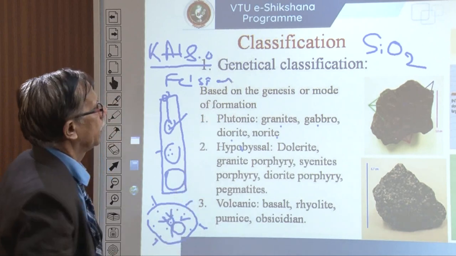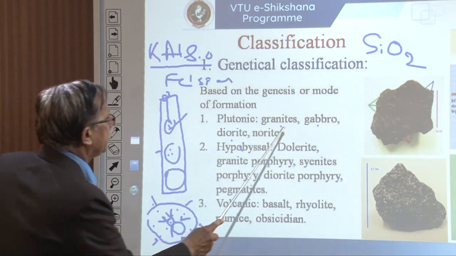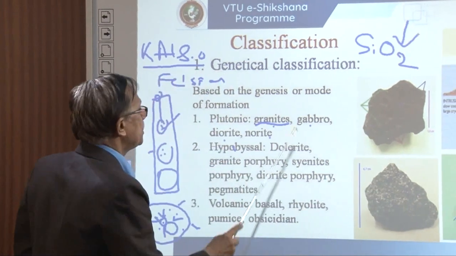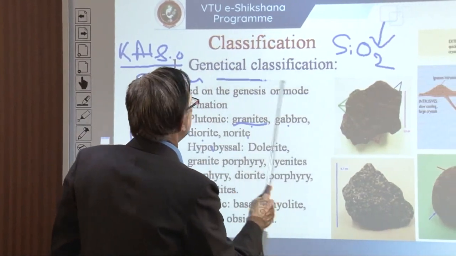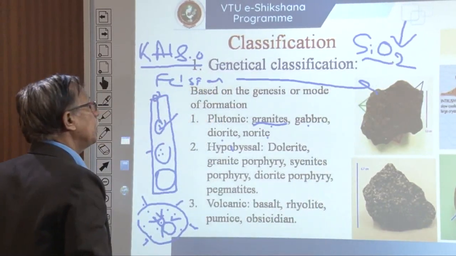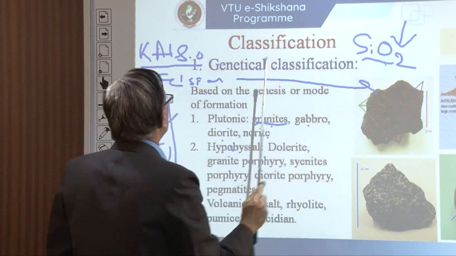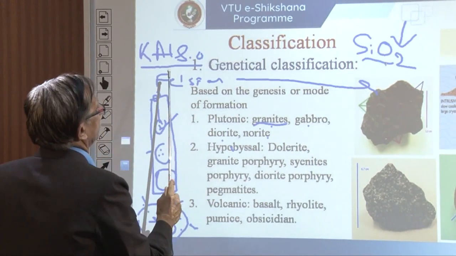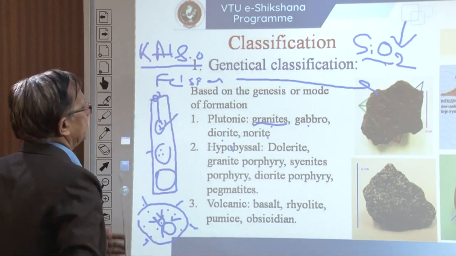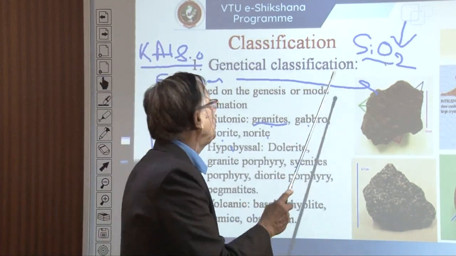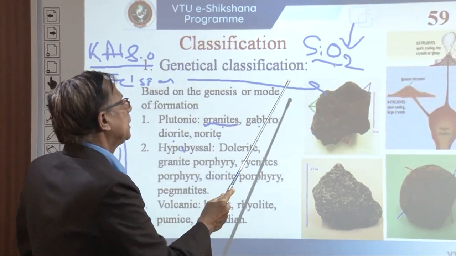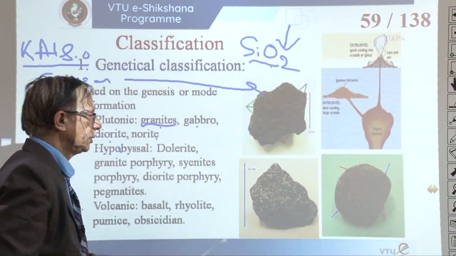Feldspar mineral. A granite contains nearly 40% of quartz, 40% of feldspar. Feldspar also requires SiO2 to form. Quartz also requires SiO2. Here also Si and O8, K, Al2, I have Si. Feldspar also requires Si and oxygen. Quartz also requires Si and oxygen.